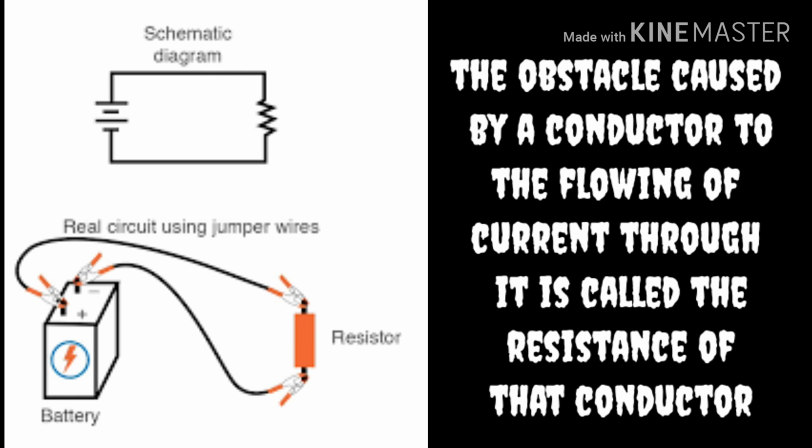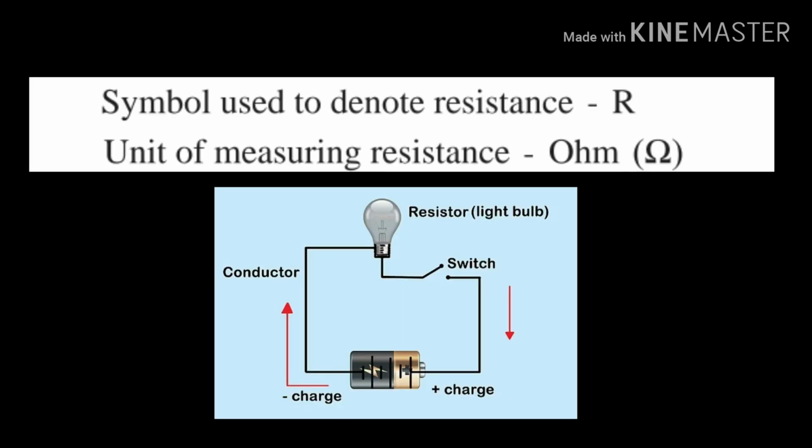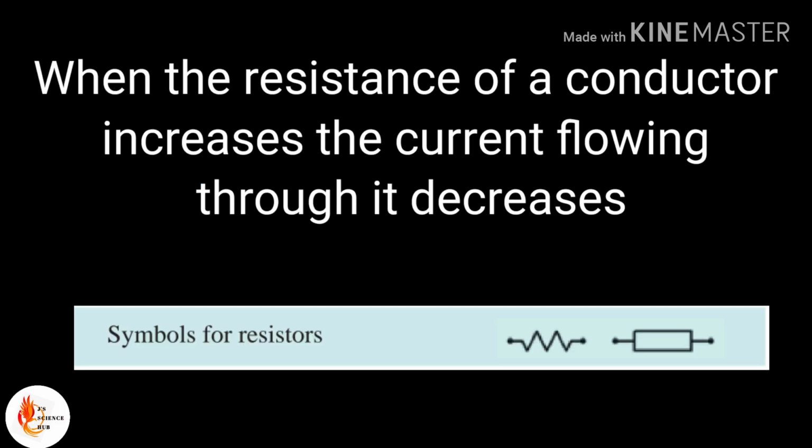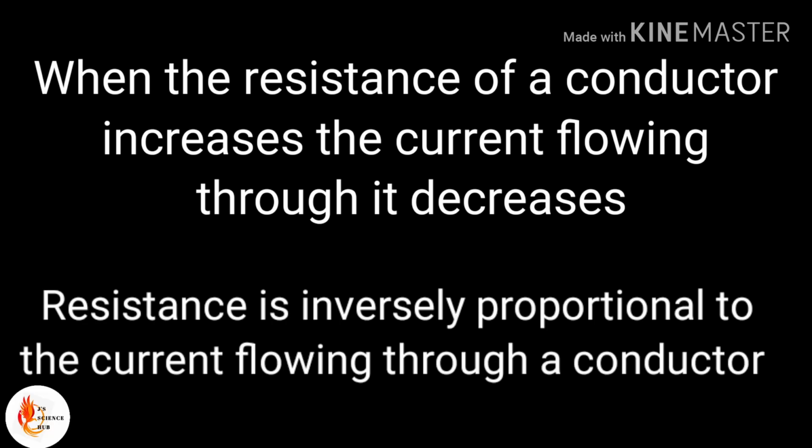Okay, we can define resistance as an obstacle caused by a conductor to the current flowing through it. We use capital R as the symbol to denote resistance, and to measure resistance we use the ohm. When the resistance of the conductor is increased, the current flowing through it decreases. Resistance is inversely proportional to the amount of current passing through that conductor.